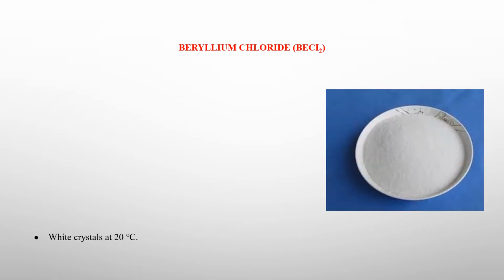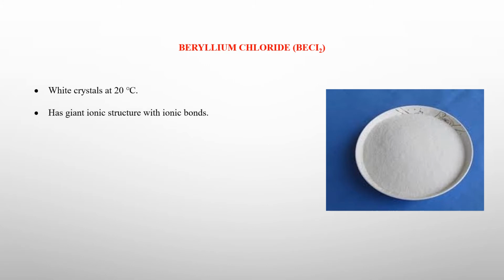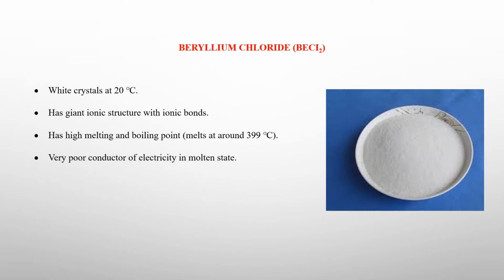The next chloride in period 2 is beryllium chloride. It is a white crystal solid which has a giant ionic structure with ionic bonds, resulting in high melting and boiling points. It is a very poor conductor of electricity in the molten state. Well, this is quite unique about an ionic compound. The availability of the ions depends on how many bonds have been broken and how readily available the ions are.